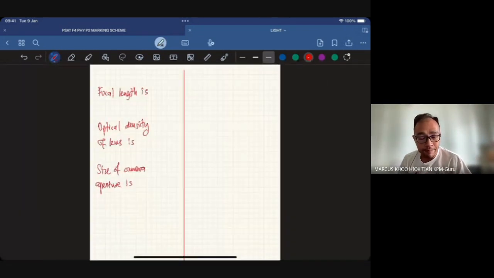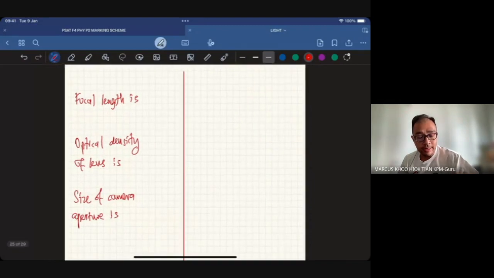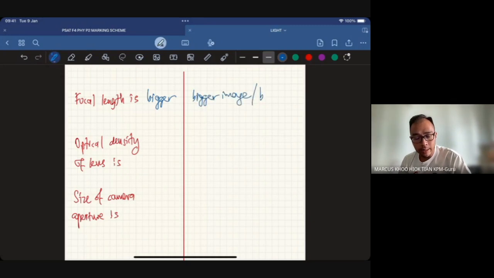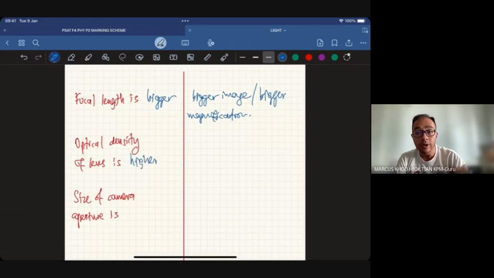So this is the answer. Focal length definitely has to be bigger. Longer focal length, bigger focal length, so that you can get a bigger image, or a bigger magnification, which we saw in the comparison question just now. The optical density of the lens is high. We want a lens to have higher optical density.